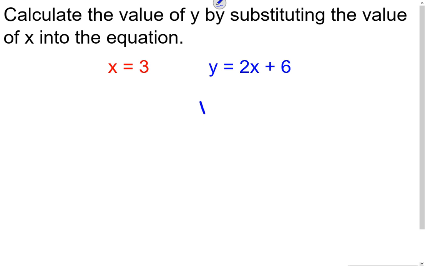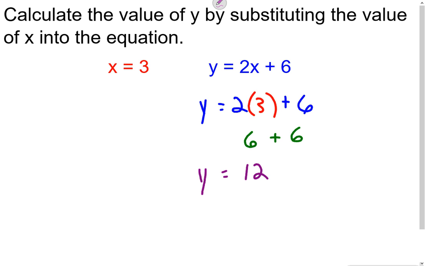All we're going to do is we're going to take y equals 2x plus 6. Now, instead of writing the x, since we know what x equals, we'll put the 3 in there for it, and then add 6. So I just look at simplifying the right side. 2 times 3 is 6. Add on the 6, and we just figured out that y equals 12 by substituting the value of x equal to 3 into this equation. So we got y equal to 12.